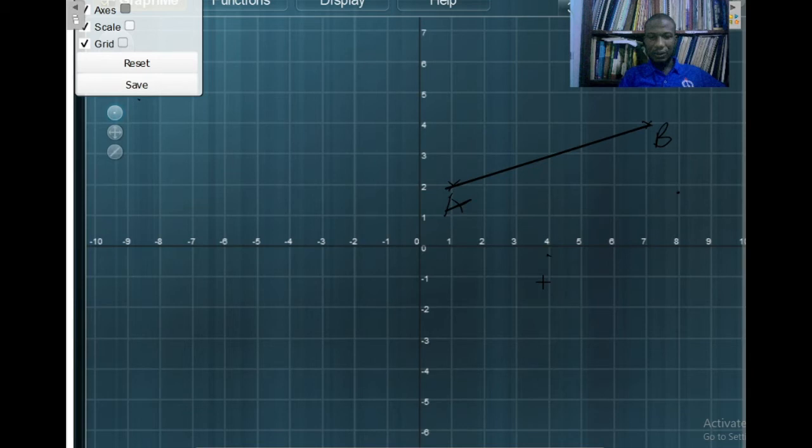Remember, I said 3, but I've circled 4 because the thing is not starting from 0, it's starting from 1. So 1 plus 3 will give us 4. That is why I said 3, but I circled 4.